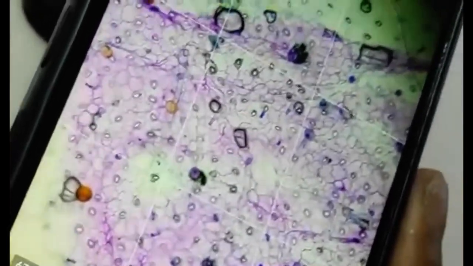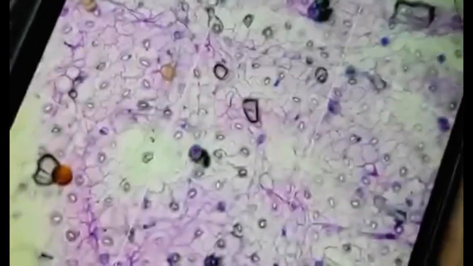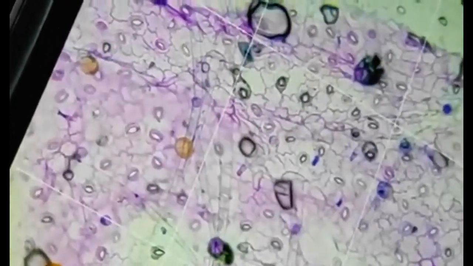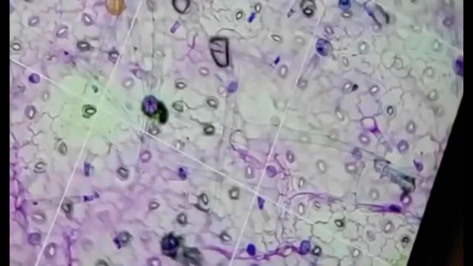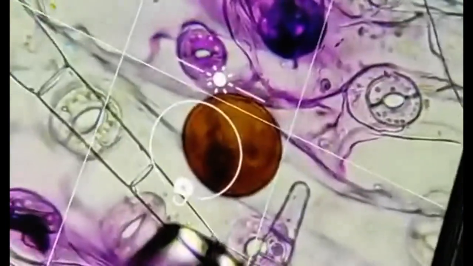With high power we will observe the presence of, here also you can see these pores, round structures, are stomata only. So at higher resolution we will observe better and clearer trichomes.